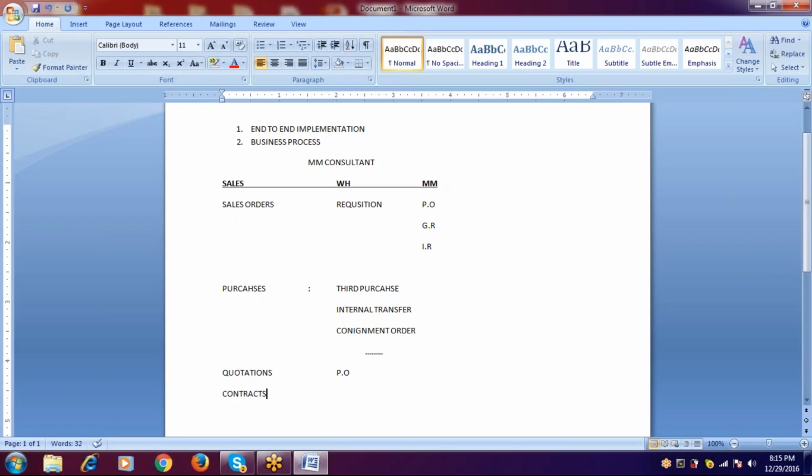And even during the consignment order, or the STO, special procurement STO orders, or else outline agreements will also be there in the contracts. And even schedule agreements, schedule lines, and outline agreements will also be there.